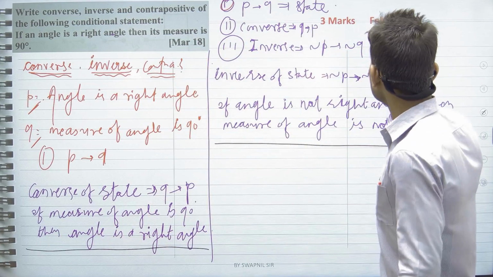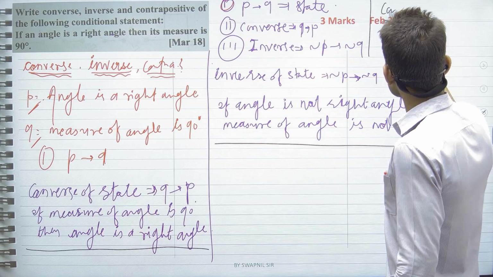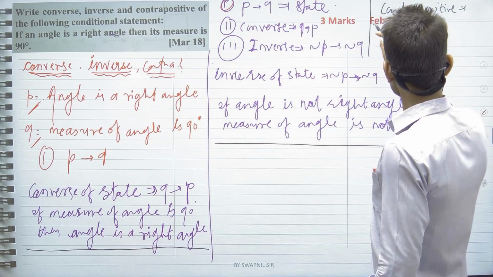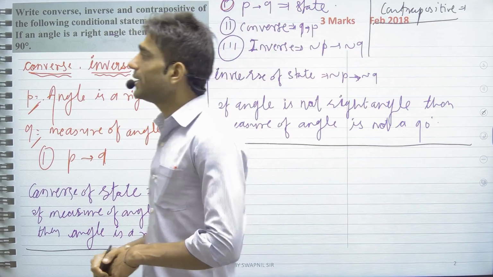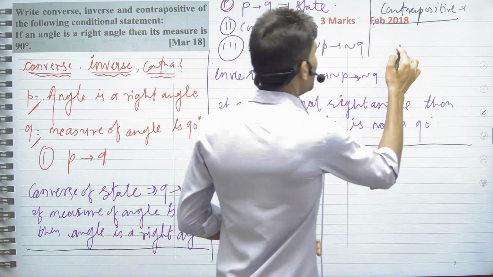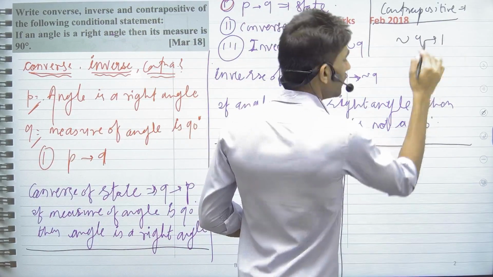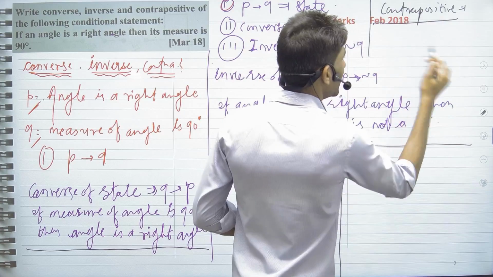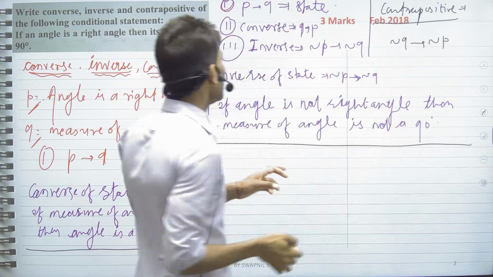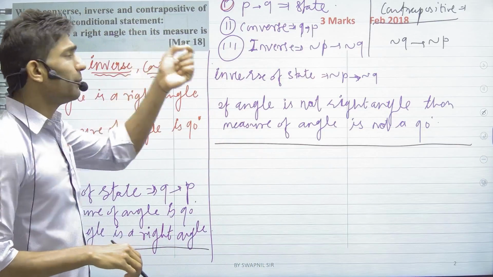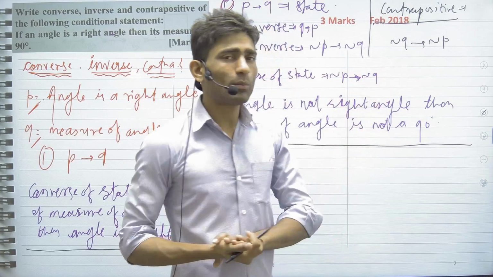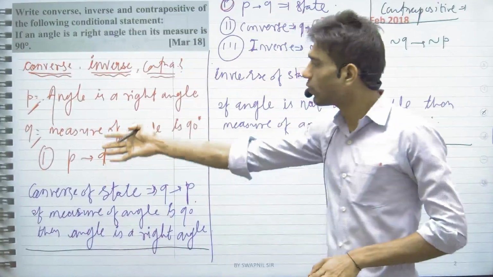Now we are left with the contrapositive. When we have the statement P implies Q, its contrapositive says negation of Q implies negation of P. So when we have P implies Q, we write the contrapositive as negation of Q implies negation of P. Now substitute the values for Q and P from our statement.